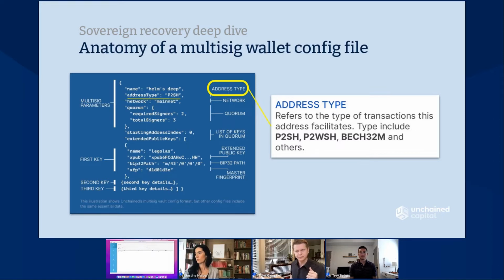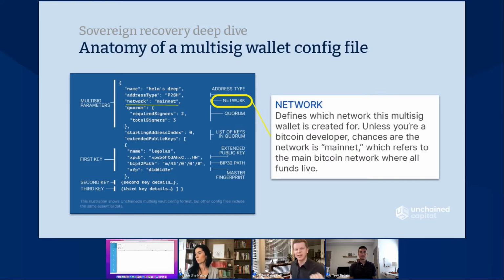After address type, we have the network. Now, this network is pretty much going to be mainnet. That's just the mainnet Bitcoin network. In some cases, developers might be setting this network type to testnet or regtest or signet if they're trying to test some things. They don't want to use cold, hard, real sats. They can use some testnet Bitcoin to test things. But usually, this network type is going to be mainnet.